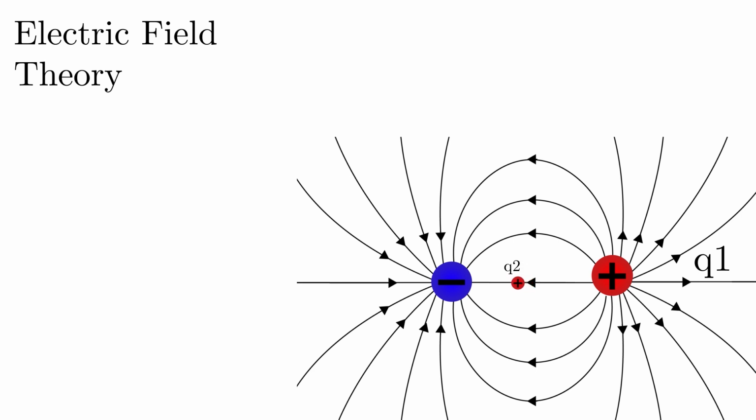Another thing we can notice is that all of these force vectors are coming out of the North Pole and going into the South Pole. And this makes sense because the positive main charge is pushing the test charge away, while the negative main charge is pulling the test charge towards it.